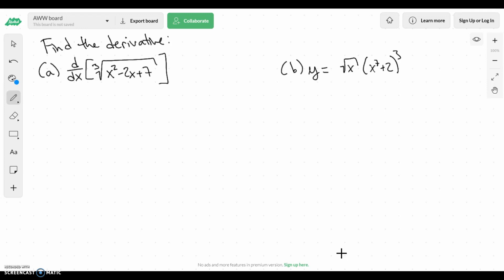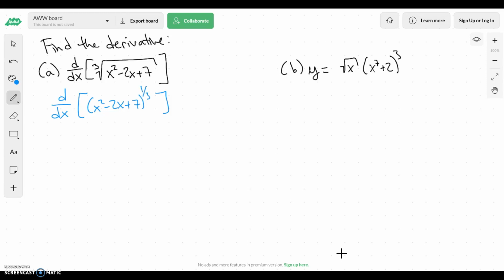convert this cubed root into a power. So we know that the derivative of this, well, let me first put this to the power. So it will be x squared minus 2x plus 7 to the power of 1/3.